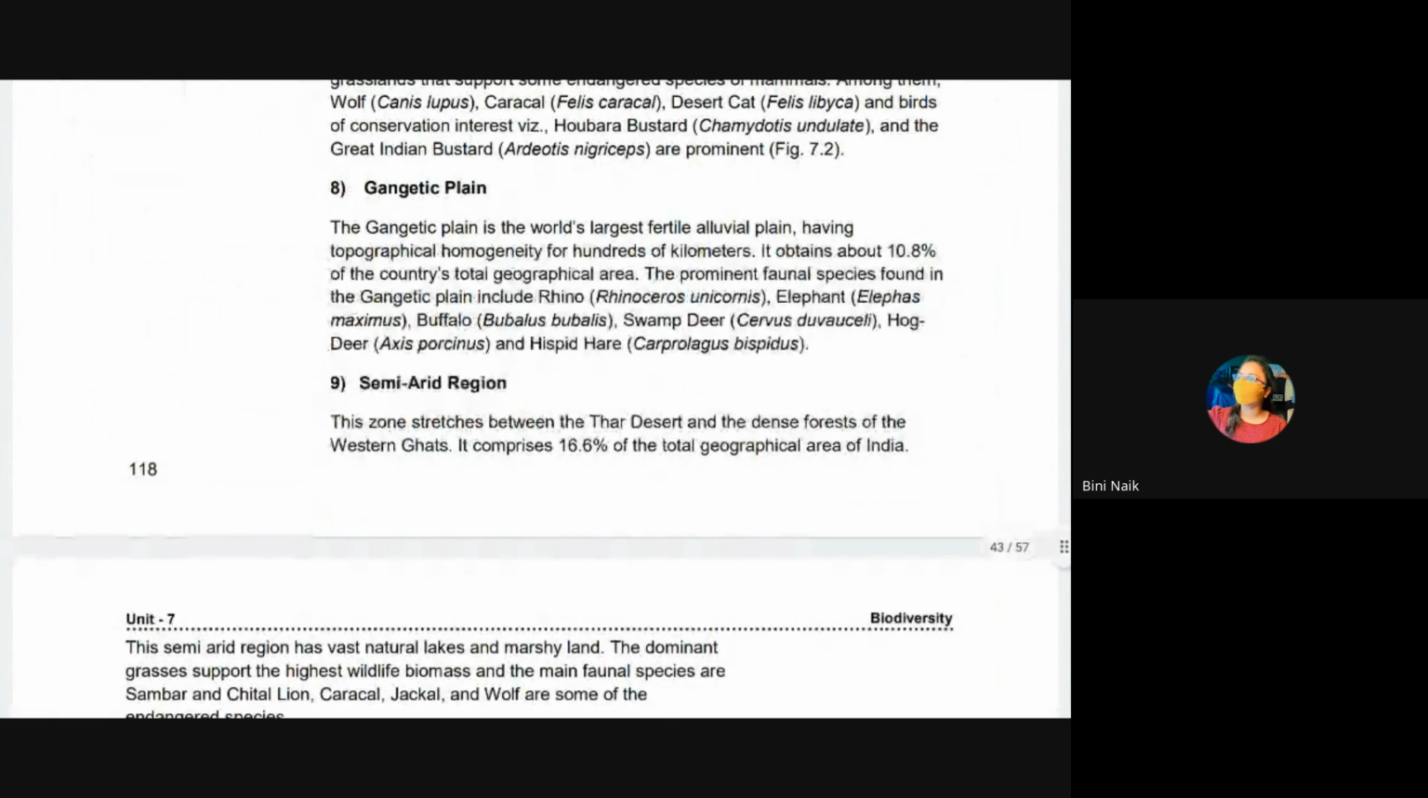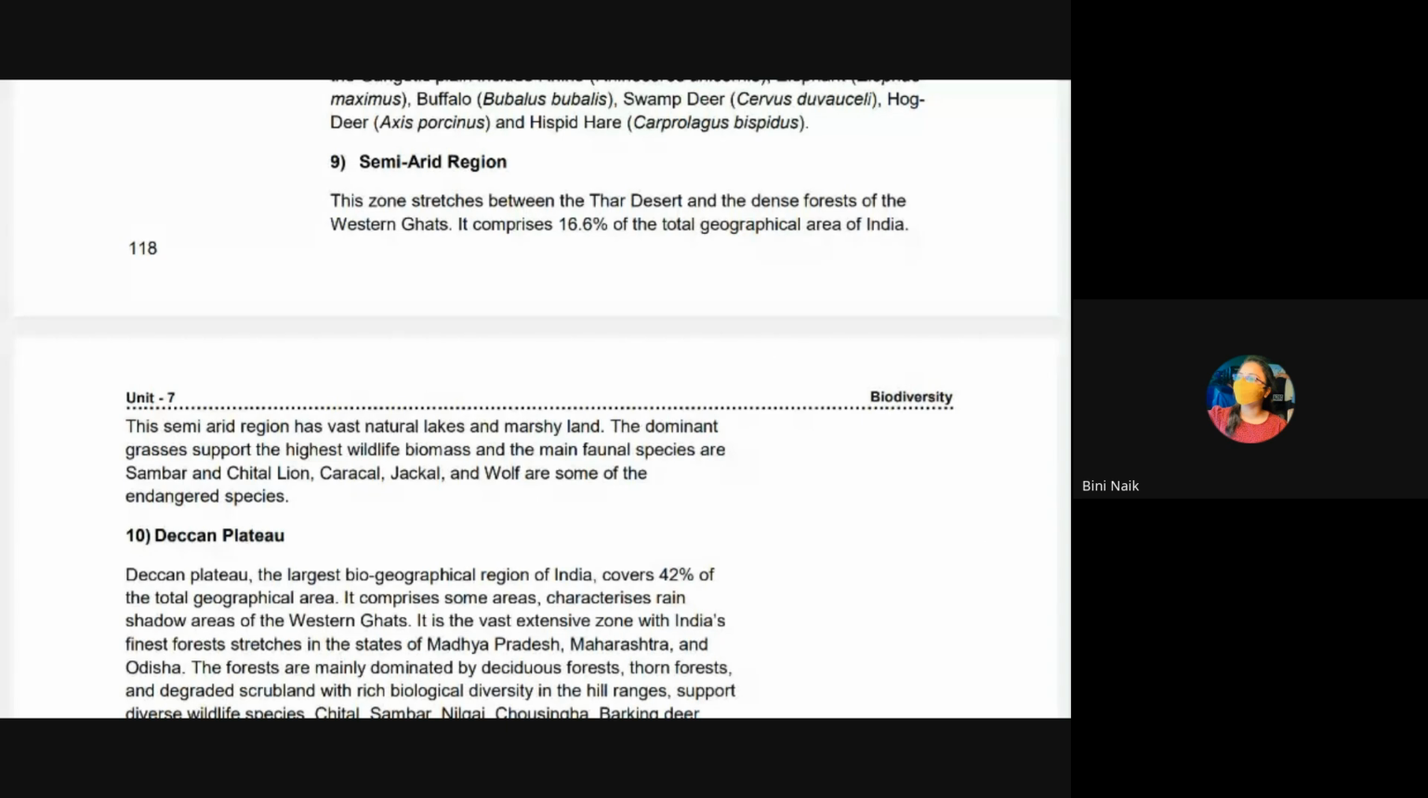Then a Gangetic plain, all the parts of the Punjab, Haryana, then Bihar, Jharkhand, and West Bengal. So all the Gangetic plains. These are basically the Gangetic plains. Then semi-arid regions. Semi-arid regions are the zone that basically stretches between the third desert and the dense forest of the Western Ghat.